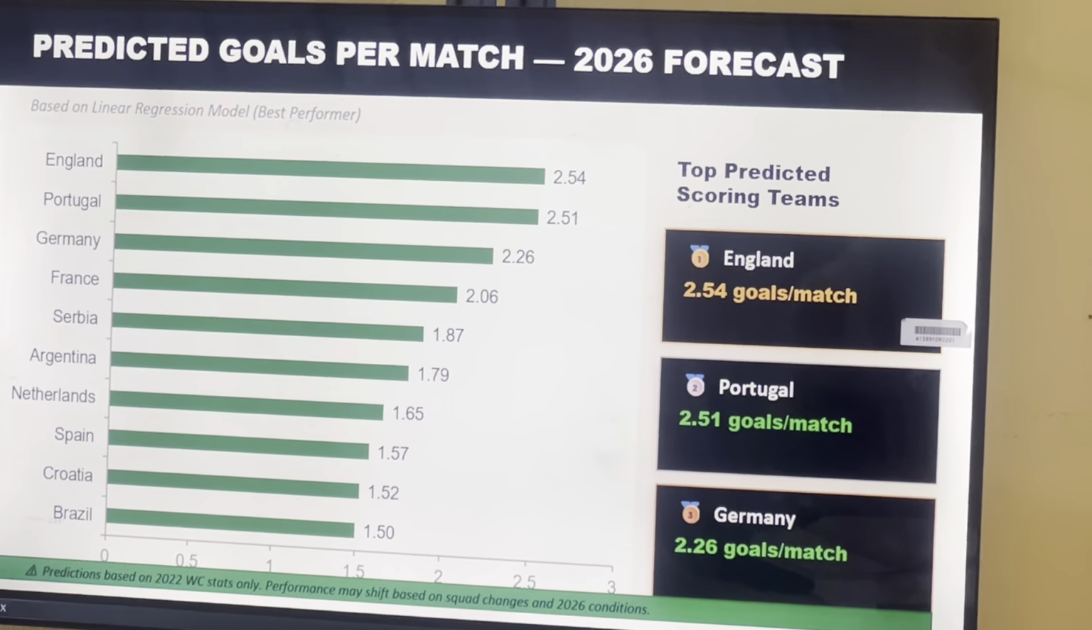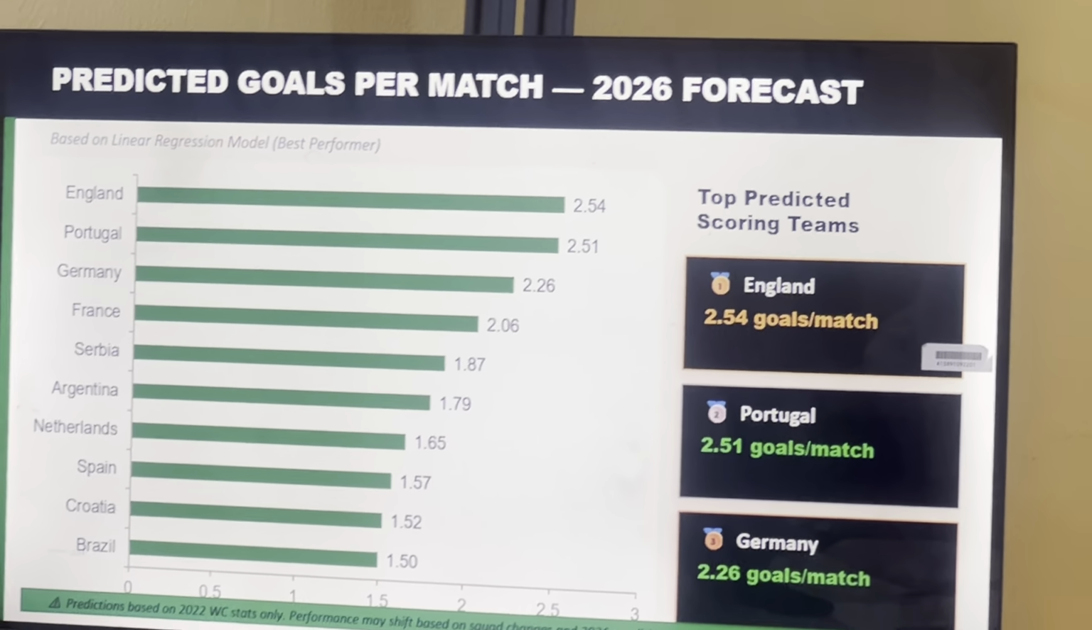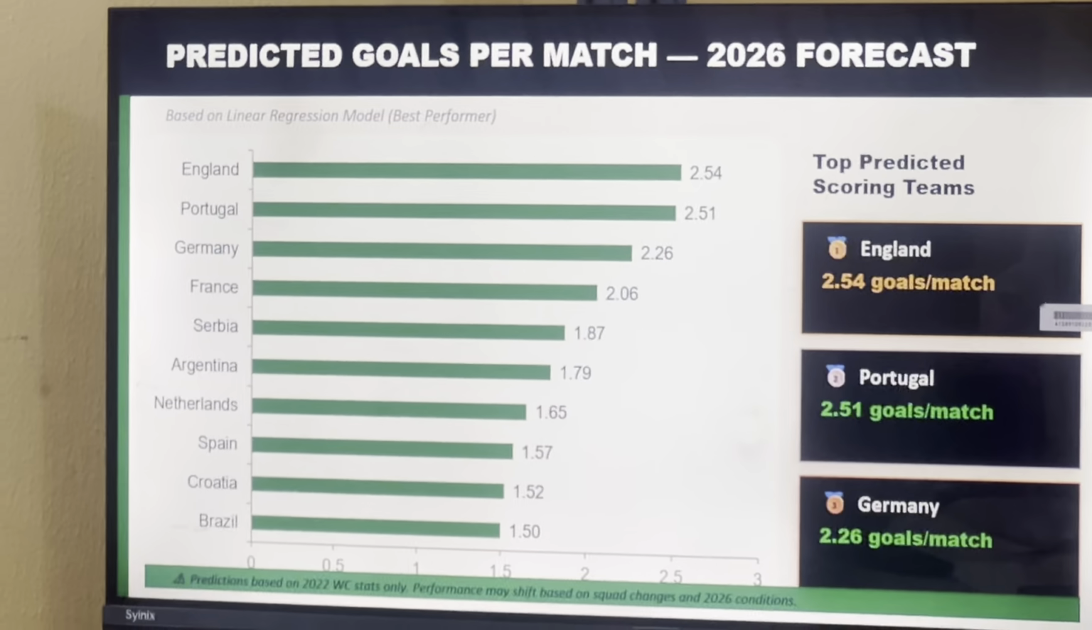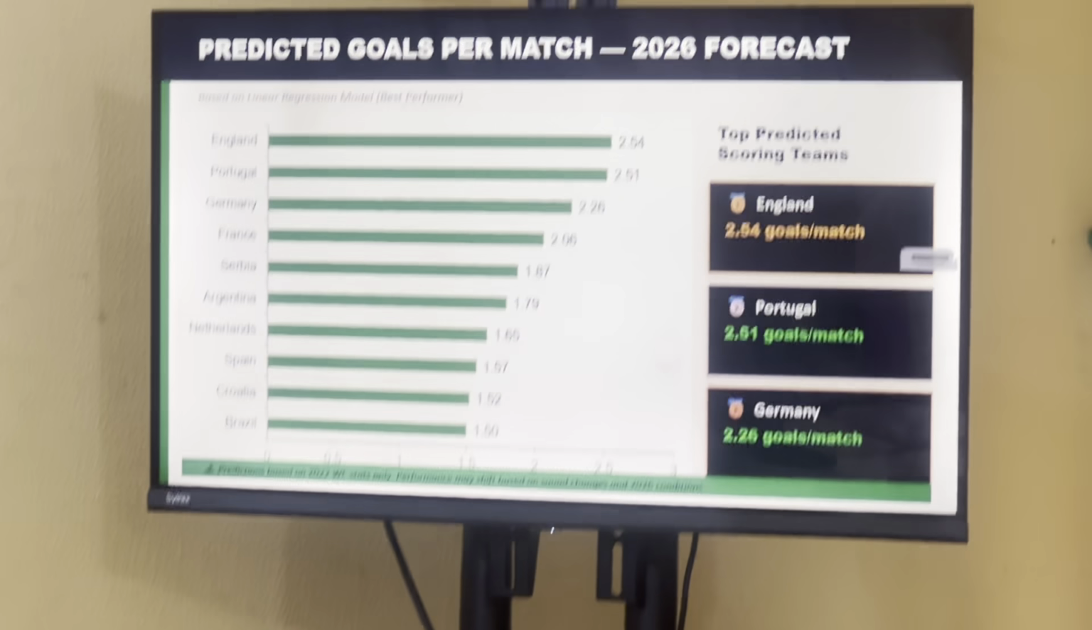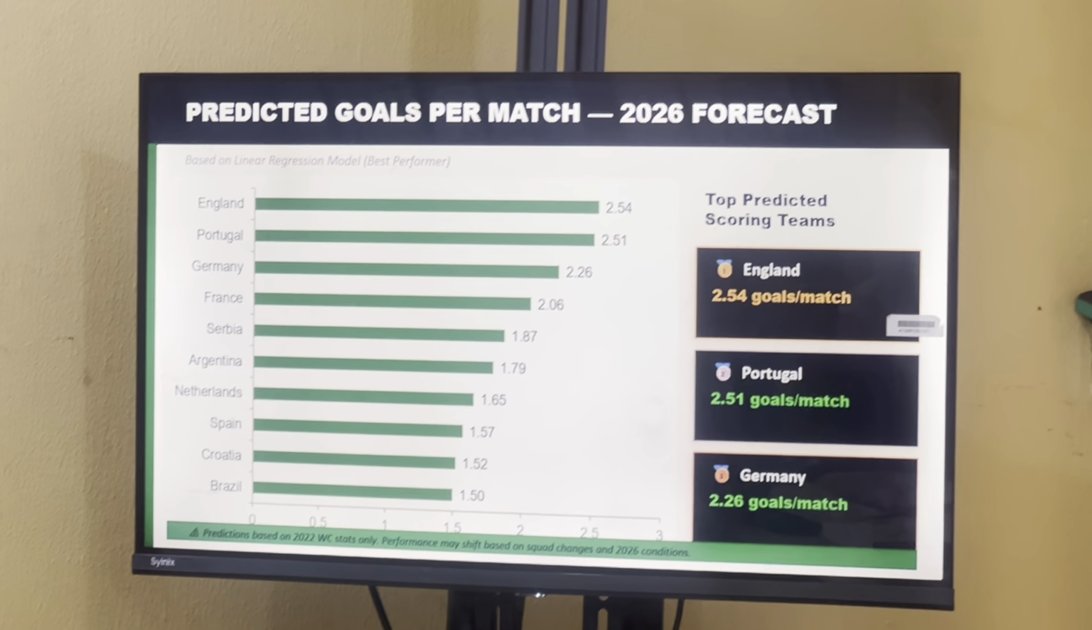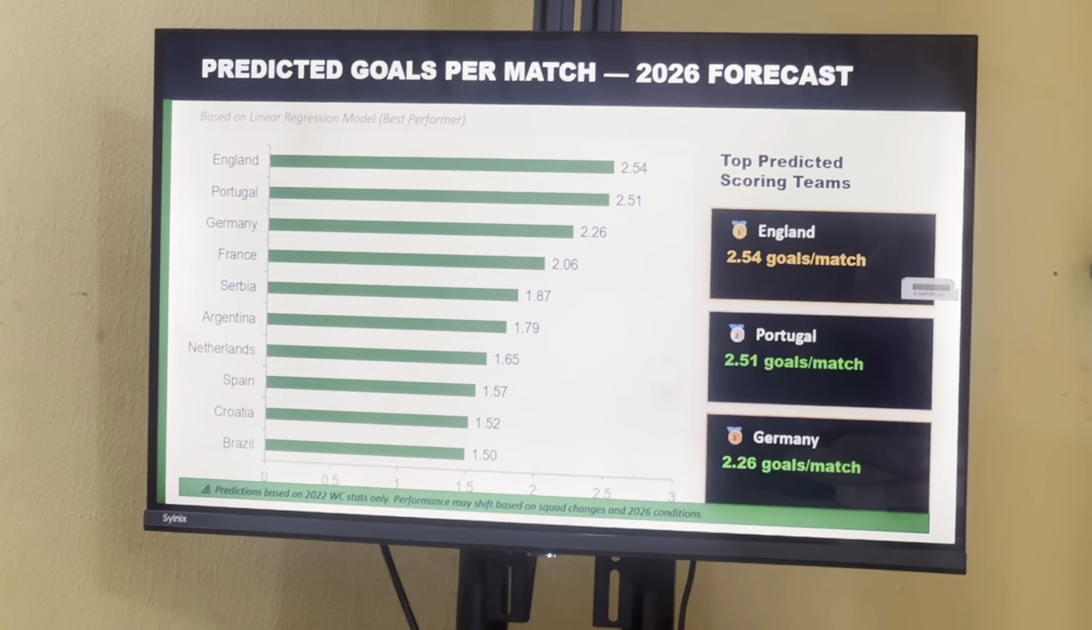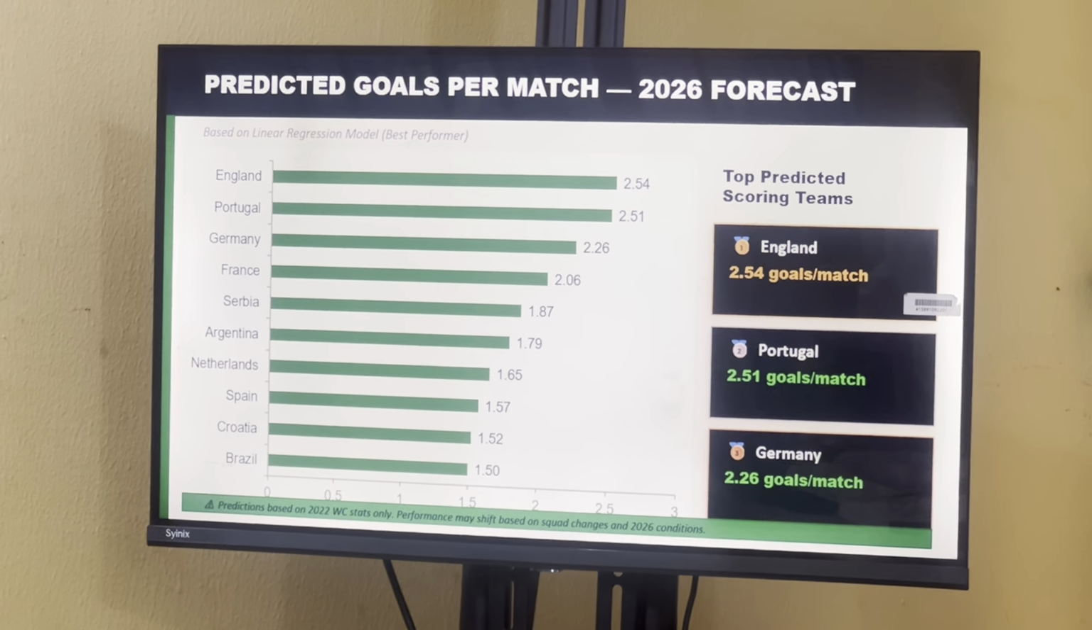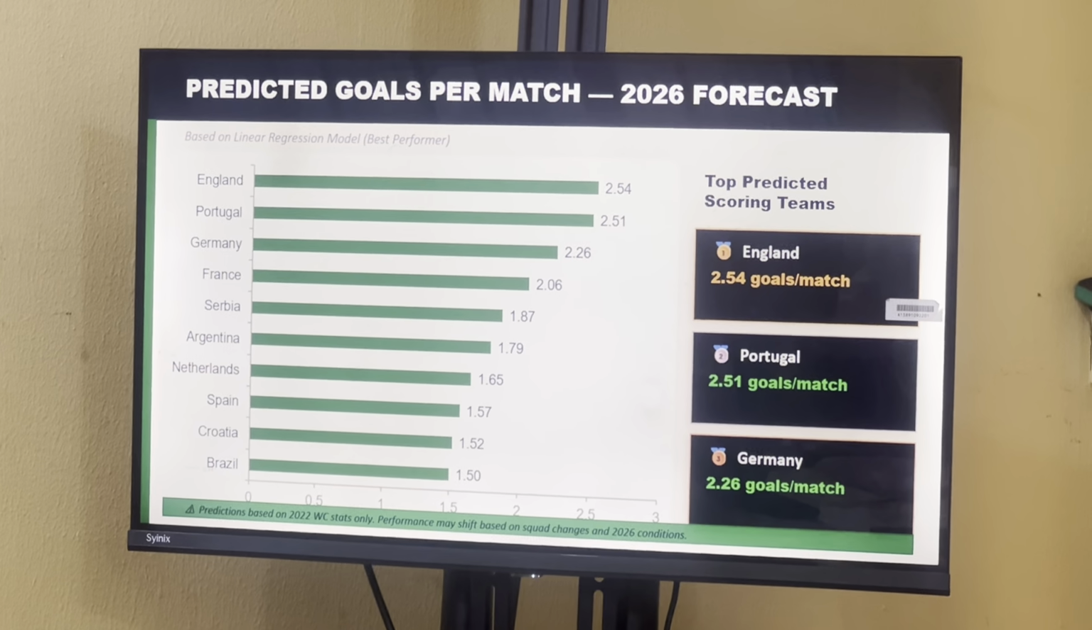This is just a prediction. It's not certain because there can be a lot of changes. Maybe they change the players used, or their tactics and so on. So it's just a prediction based on the 2022 FIFA World Cup data that I got.